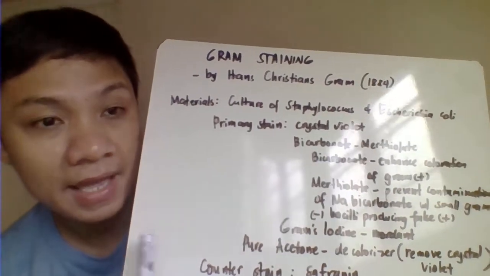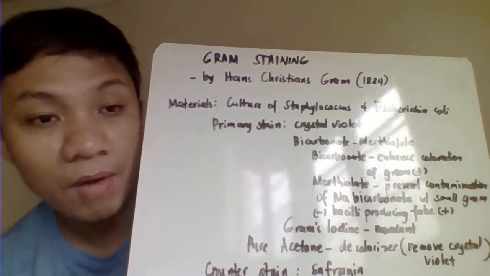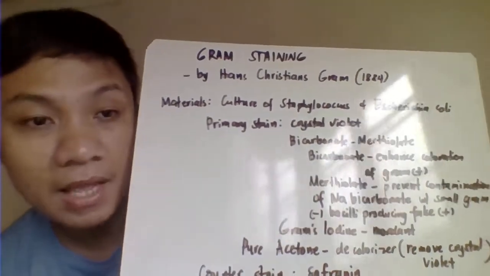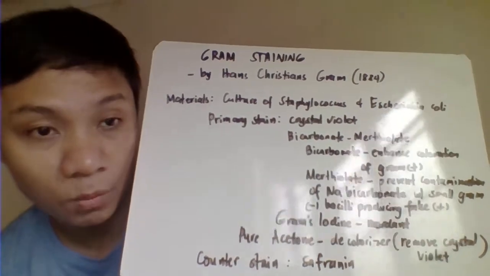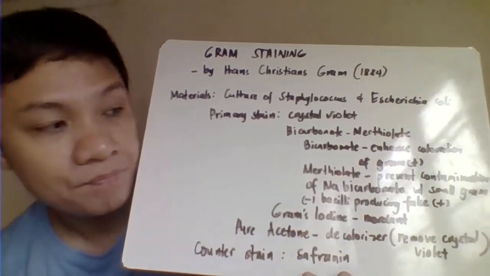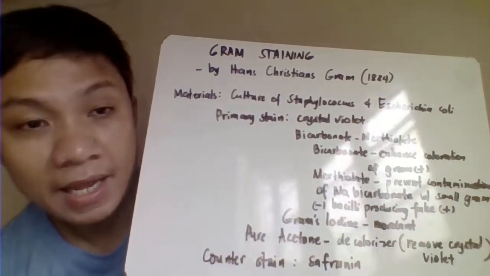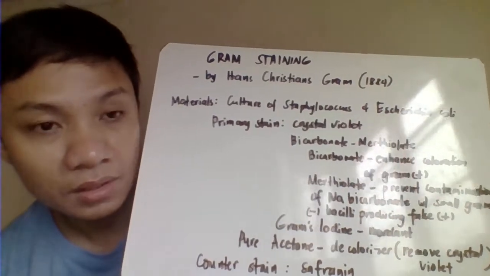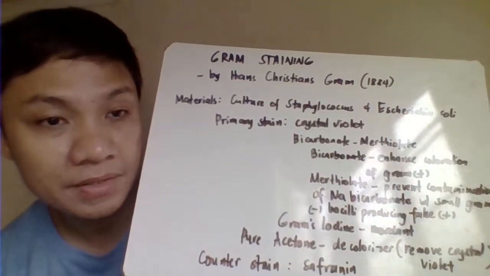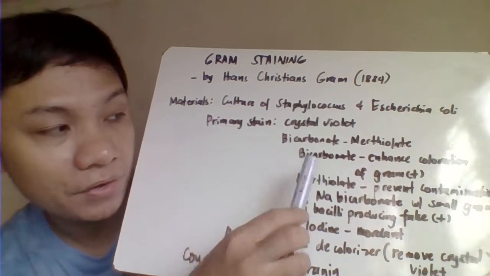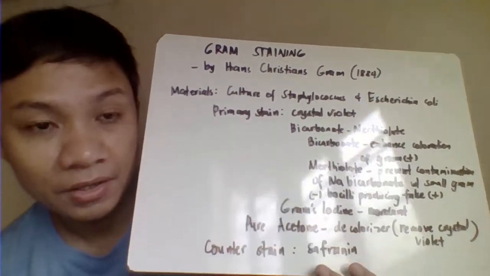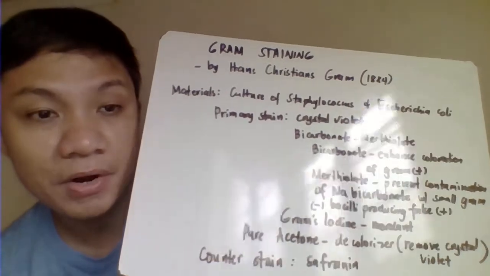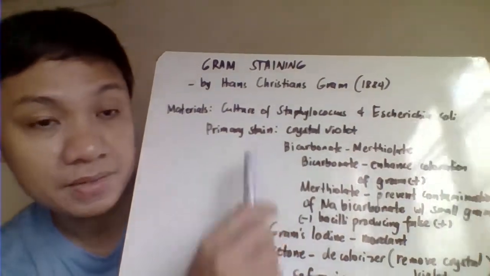So basically, once we add the primary stain, it will be taken up by both the gram-positive and gram-negative bacterial cell walls. Both are able to take up the violet through the addition of the bicarbonate merthiolate complex plus the mordant, gram's iodine. That enables the bacterial cell to take up the primary stain.